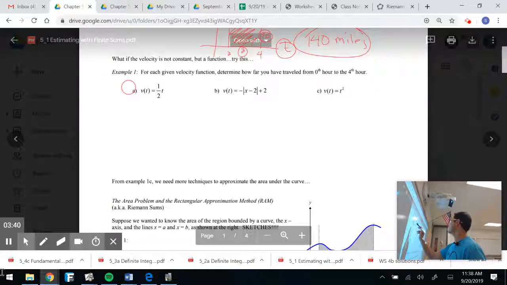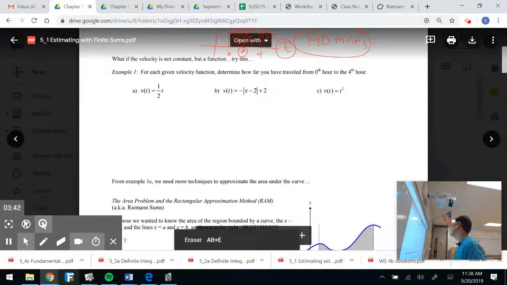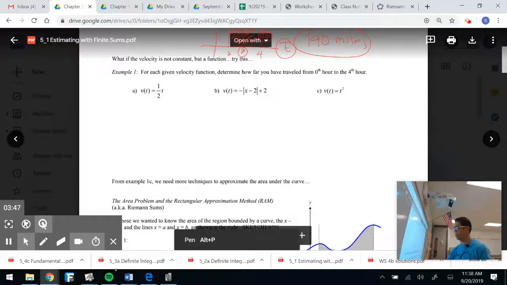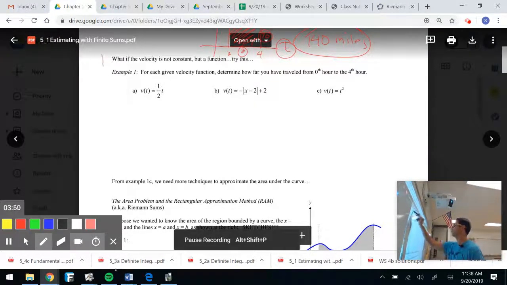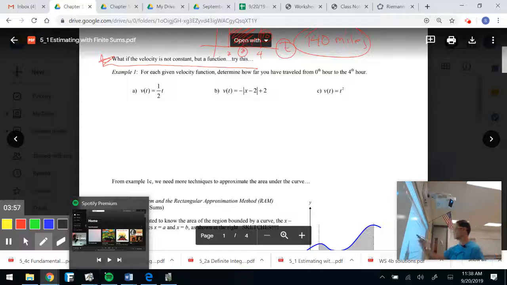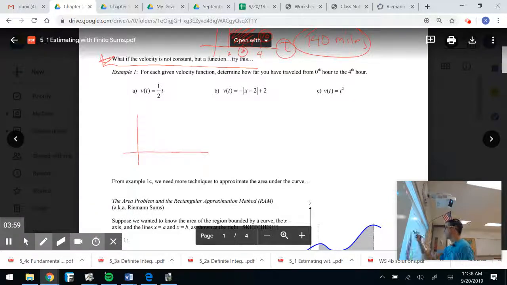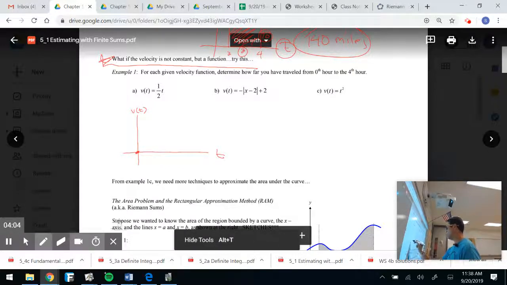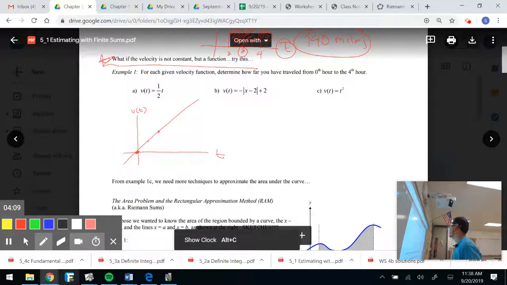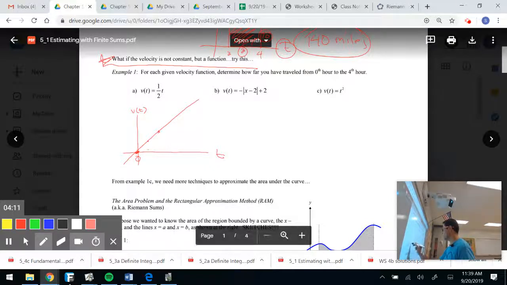Okay. For each given velocity function, determine how far you have traveled from the 0 to the 4th hour. And if you look here, I kind of skipped over this, which was kind of important. What if the velocity is not a constant, but maybe a different type of picture, right? So let's take a look at this. Let's go ahead and graph this velocity curve, right? And that's t, and I would have up 1 over 2, up 1 over 2, right? And I get that. And then it's asking me how far did I go from 0 to 1, 2, 3, 4. How far did I go?